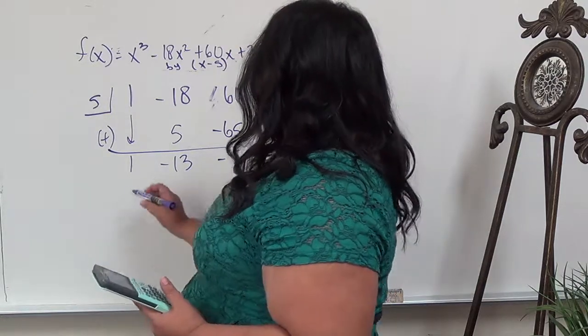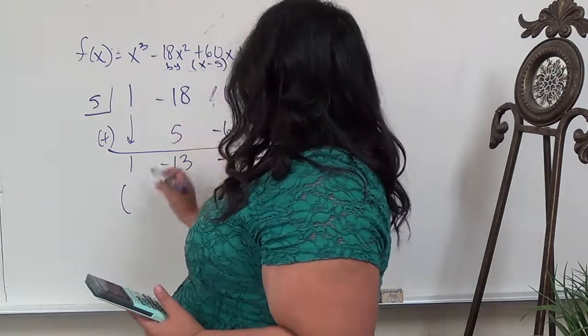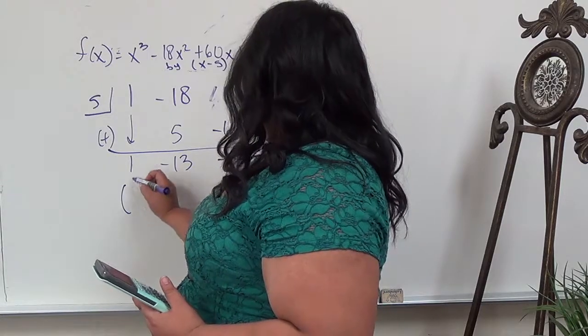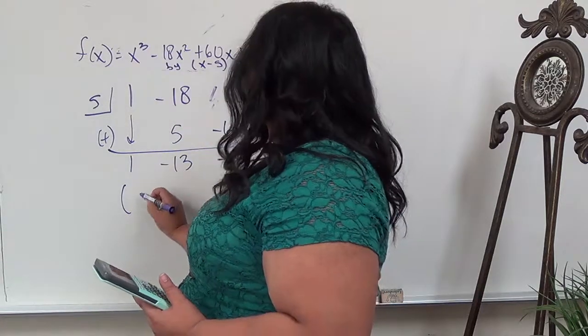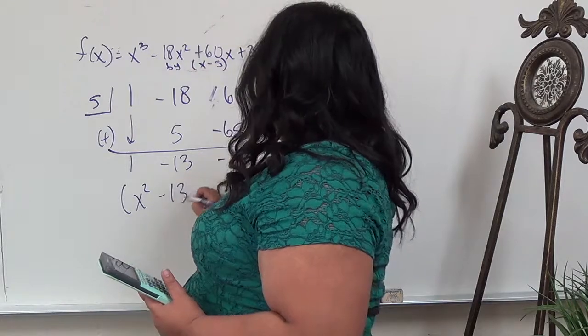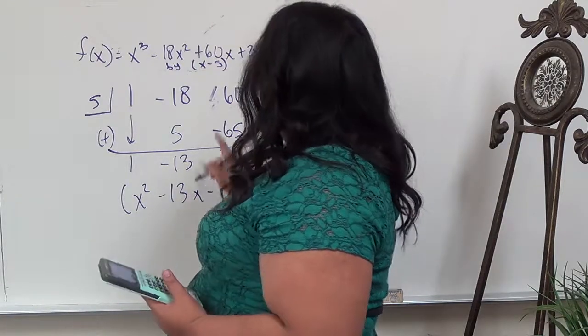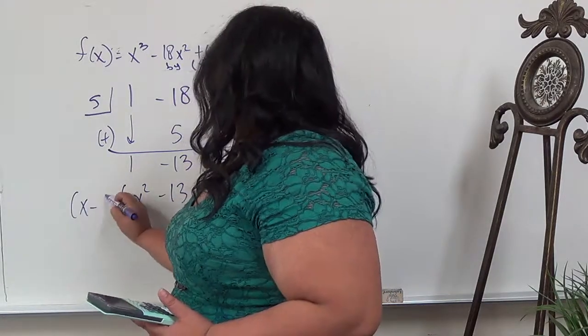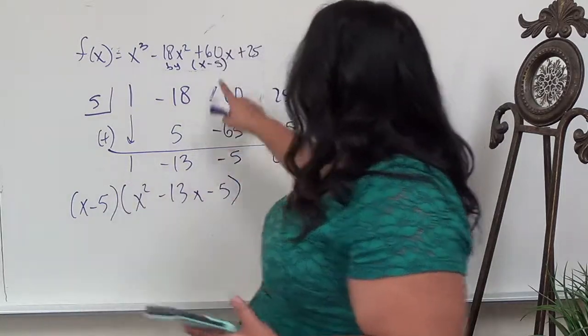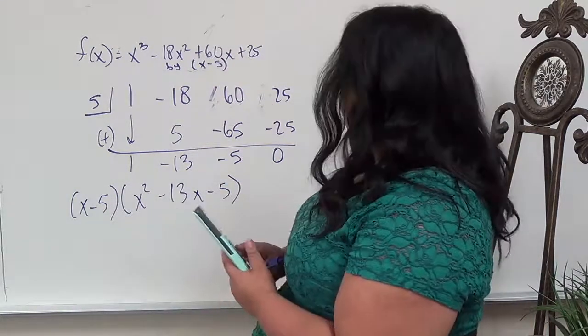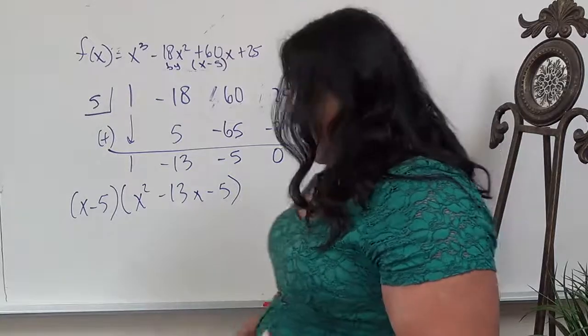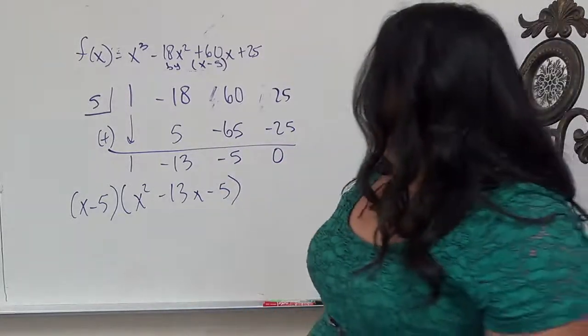So my answer once I factor it is, this is x cubed, so I'm going to start with x squared, minus 13x minus 5. That means if I multiply it by what I divided, I should get this. So I need to write this in factored form.